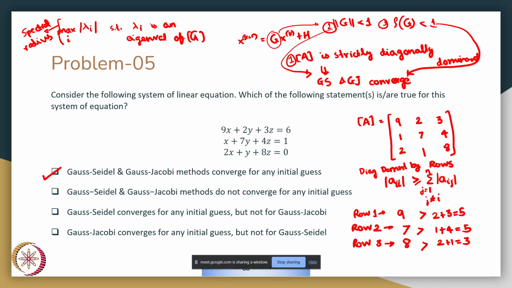With this in mind, I hope this is clear. If not, you can ask any doubts now. Otherwise, I'll move to the next problem.